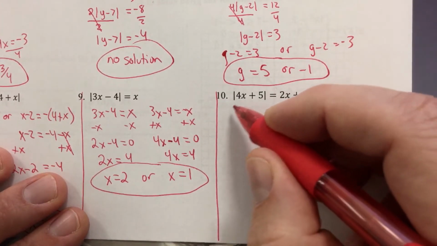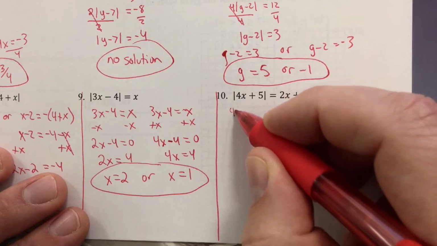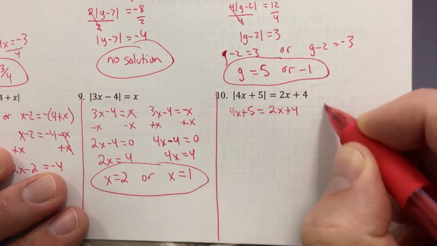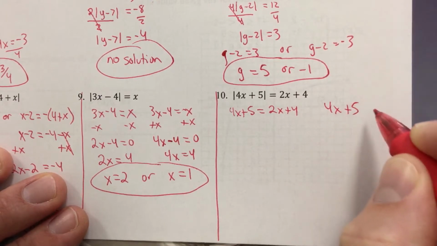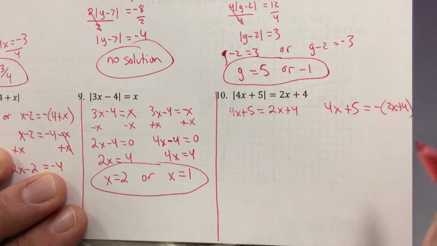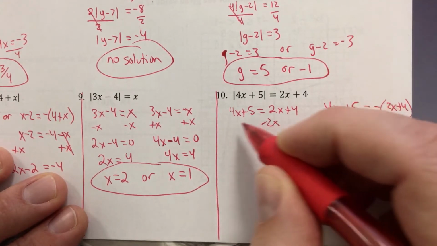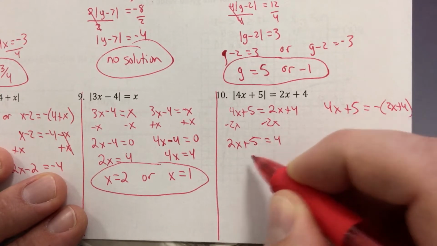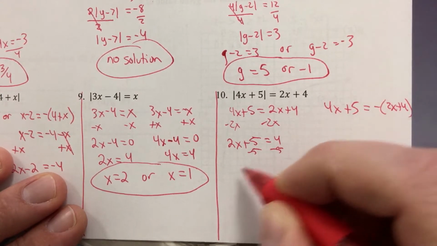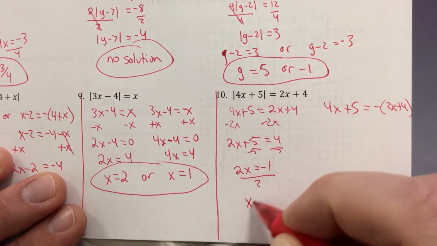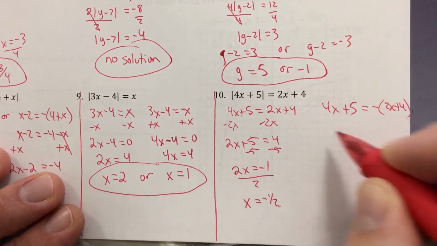Next one, there's really no isolating. It's already isolated, so we're just going to solve 4x plus 5 equal to 2x plus 4. Subtract 2x: 2x plus 5 equal to 4. Subtract the 5: 2x equals negative 1. Divide by 2. X equals negative a half.